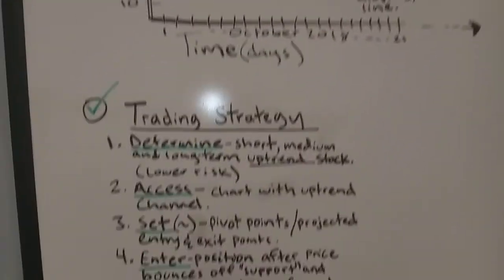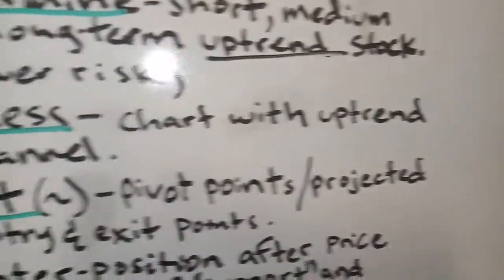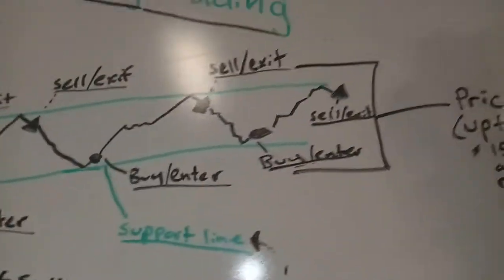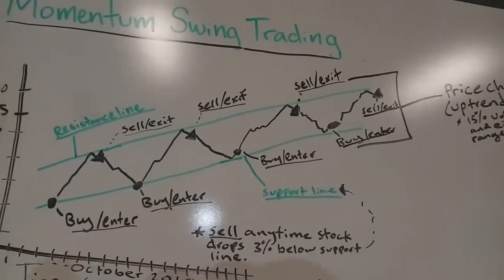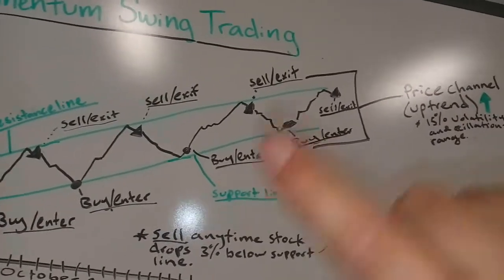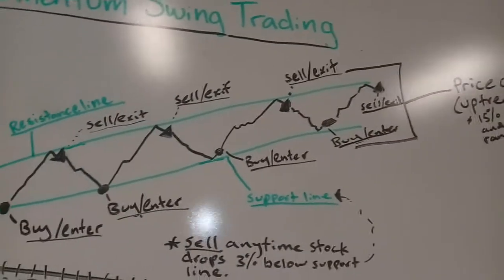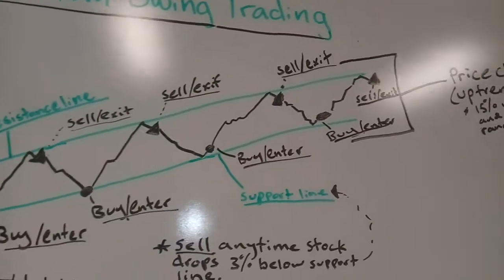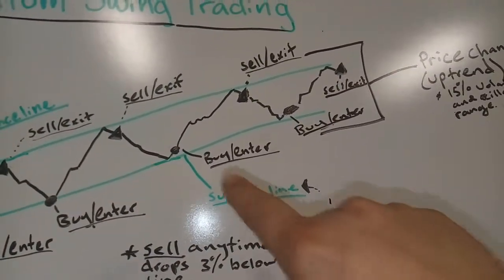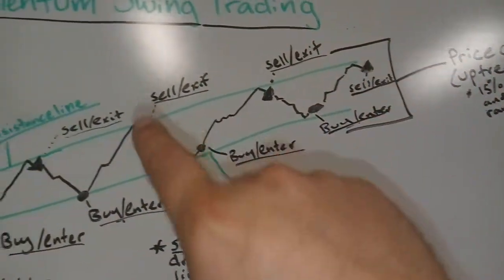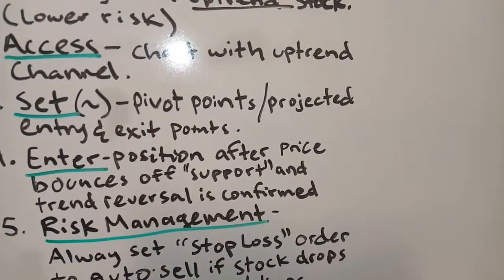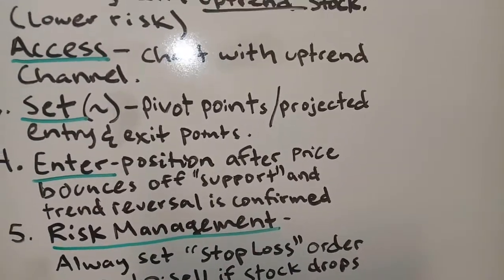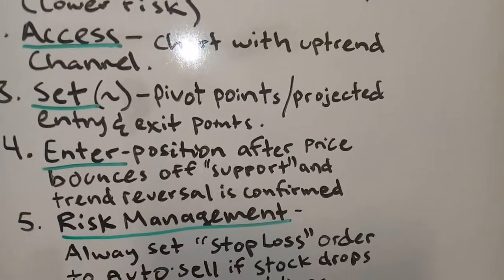And then number two, you access the chart with the uptrend channel. See, this is the price channel, these two green lines. You can see the price channel is upward and it's bouncing off the top, which is the resistance line, and the bottom, which is the support line. Keeps bouncing, oscillating. And number three is you set your pivot points and your projected entry and exit points.